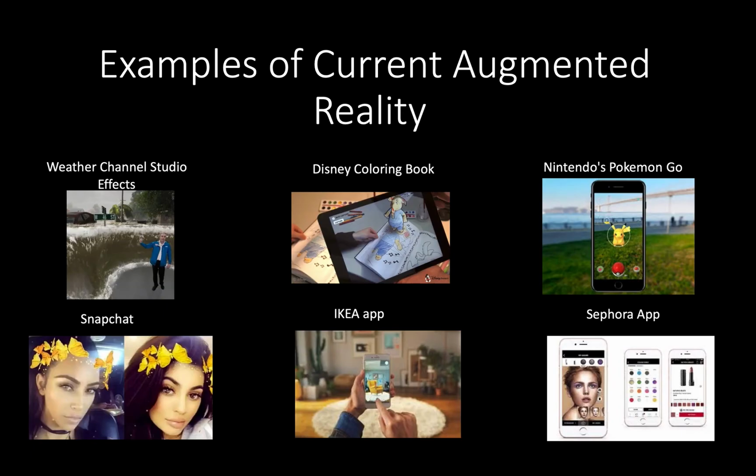And here are examples of current augmented reality. The Weather Channel has studio effects that place us in a specific area. There's the Disney coloring book, where what you've colored pops up. We've talked about Pokemon Go countless times. That was probably one of the first augmented reality apps to come from the smartphone market. We have Snapchat with the filters, which is very popular among younger demographics. Like I've said before, there's the IKEA app, which shows what it would look like if a chair was put in there. And then last but not least, we have the Sephora app.